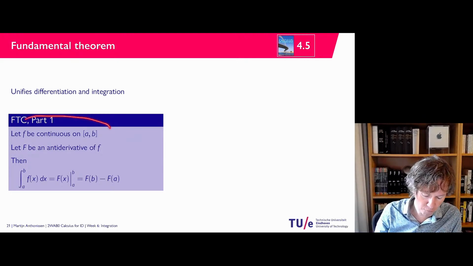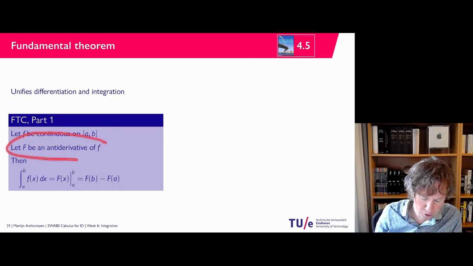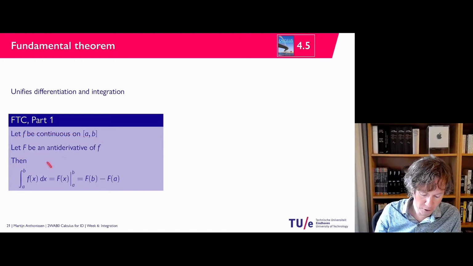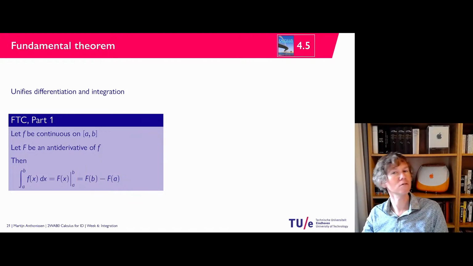So if you have a continuous function, if you can find an antiderivative, if you can find a primitive function, then the integral from a to b of little f(x) dx is, and then this notation means that you get a primitive function and you evaluate it between the two endpoints. So this is just a short notation for F(b) minus F(a). So this is the version that you already know.